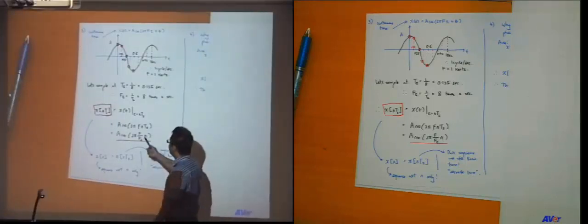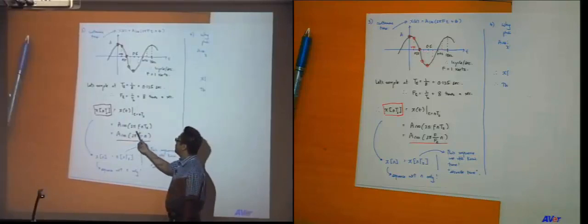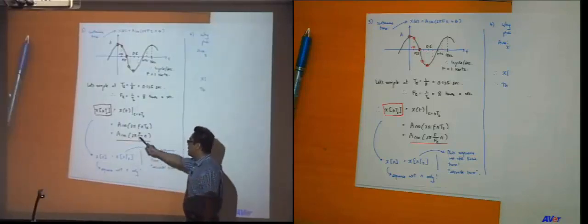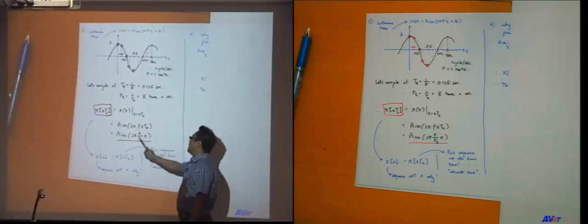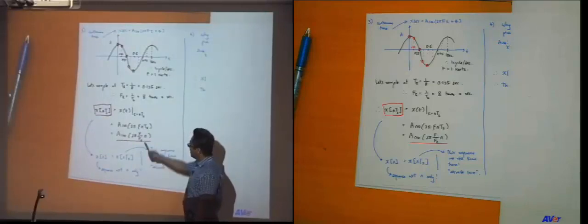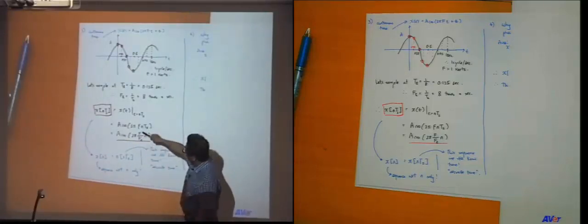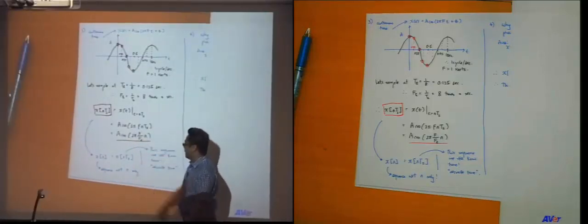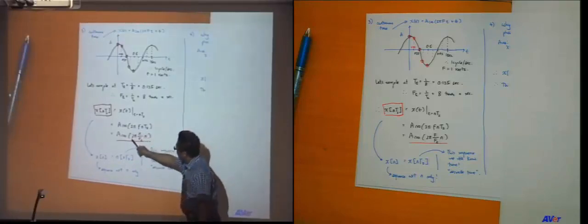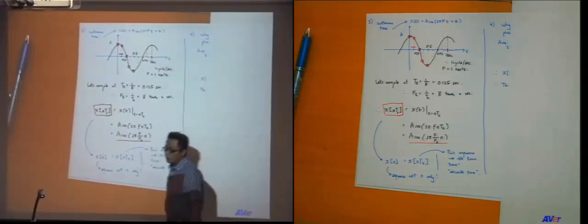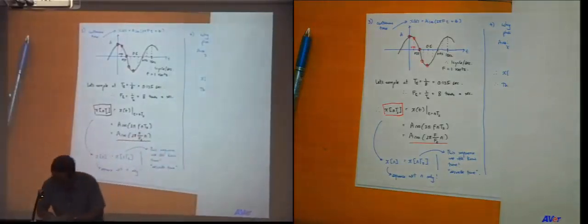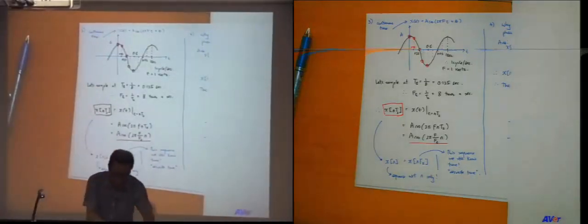Second, we don't like to write 2 pi big F over big Fs. Instead, later on you will see that I will change this whole thing to small omega. But this represents something. What do you think this represents? So now let's revise first.